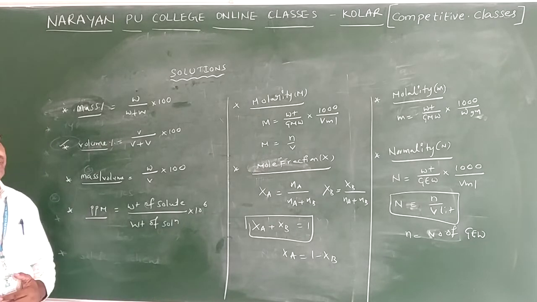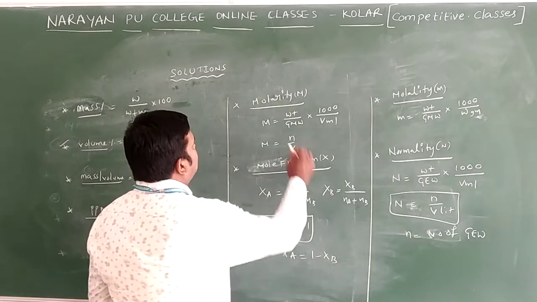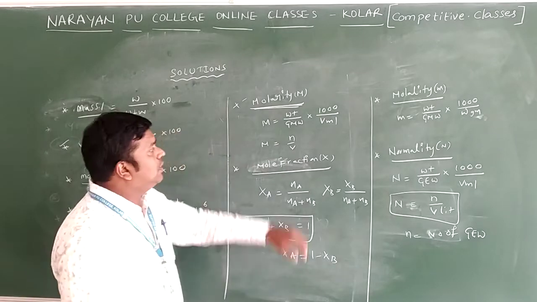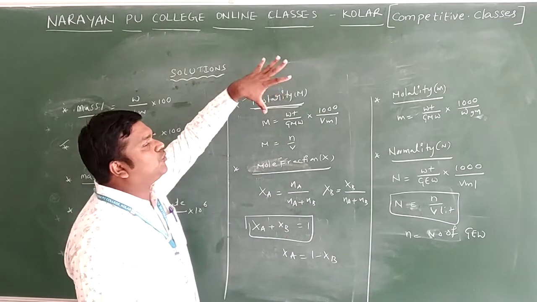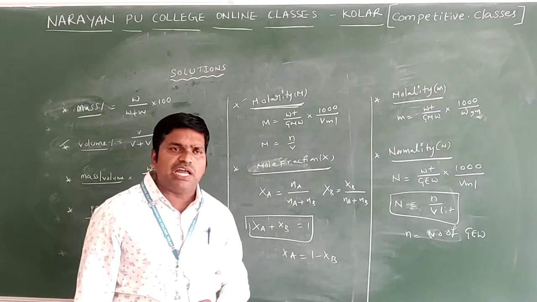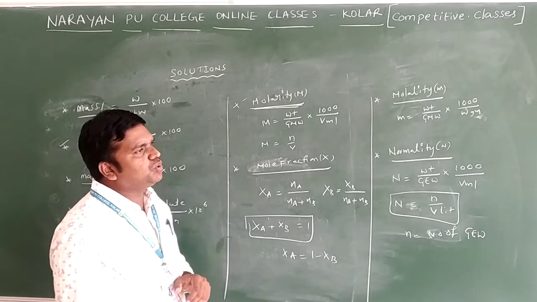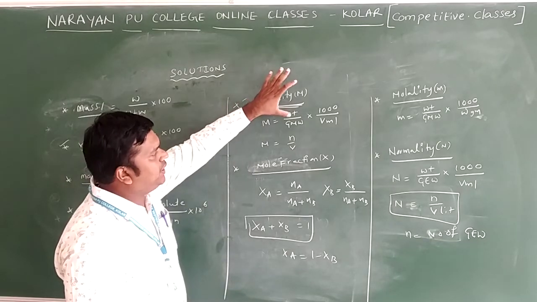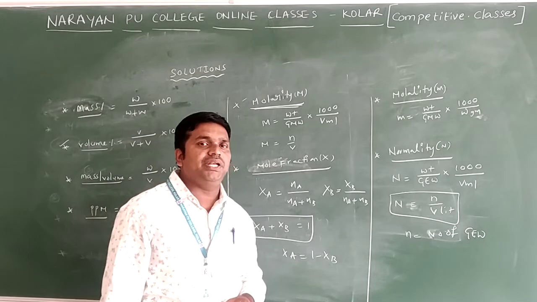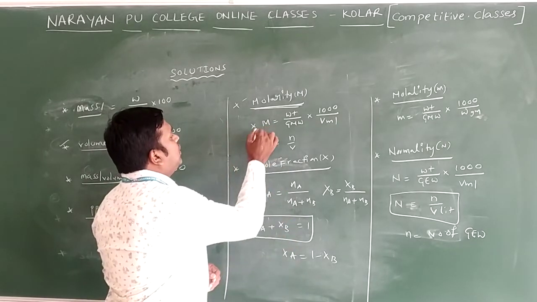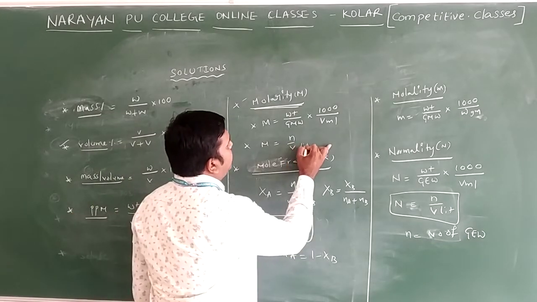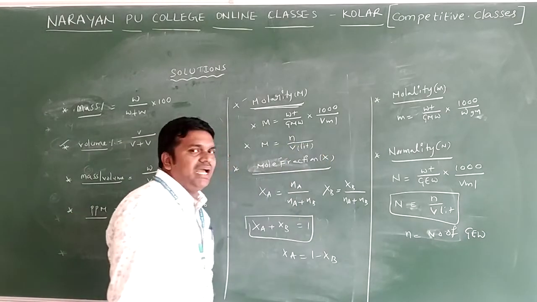Okay, that is ppm. And then next one we have molarity. Molarity is always denoted by capital M. What is molarity? Number of moles of solute present in 1 liter of the solution we are calling as molarity. Molarity M is equal to weight of the solute by gram molecular weight of the solute into 1000 by volume in ml. And one more formula I wrote here: M is equal to n by V. Here V means liter.